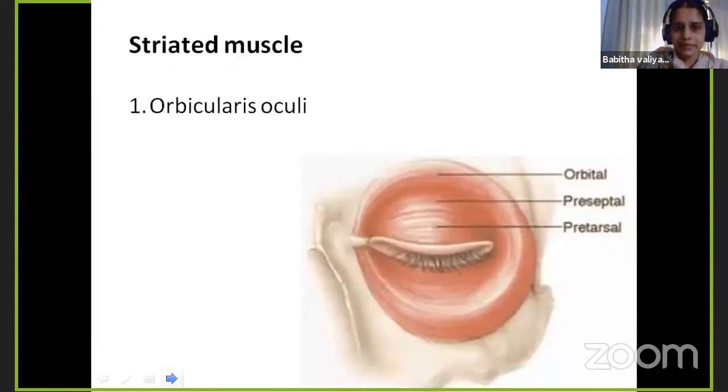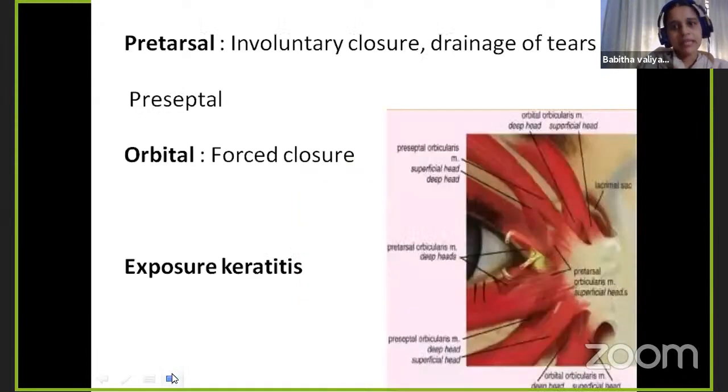Then about the striated muscle, there are two striated muscles in the eyelid. They are orbicularis oculi and levator palpebrae superioris. The orbicularis oculi muscle has three parts: orbital, preseptal, and pretarsal. The pretarsal portion is responsible for involuntary closure of the eyelid and normal drainage of the tears, and the orbital fibers are responsible for forced closure. This orbicularis oculi muscle is supplied by the seventh nerve.